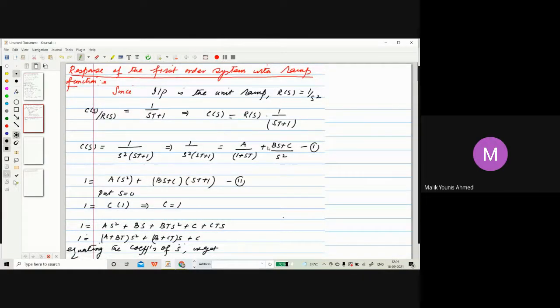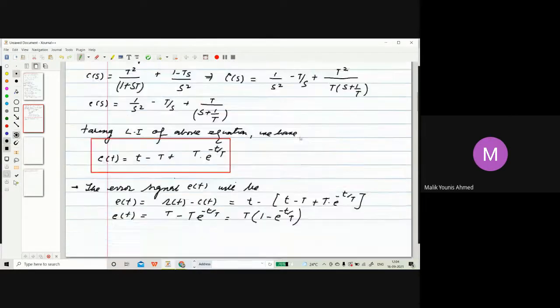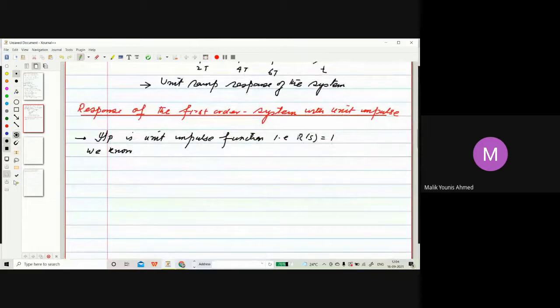C of s is R of s divided by (Ts plus 1). This is the basic response of the system, as for the ramp. Earlier we have also done it. Now instead of ramp, it will be unit impulse. So we continue with the same transfer function. We know C of s divided by R of s is equal to 1 divided by (Ts plus 1). Therefore C of s is equal to R of s multiplied by 1 over (Ts plus 1).